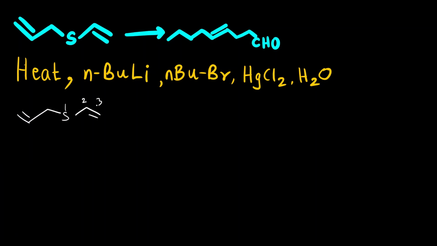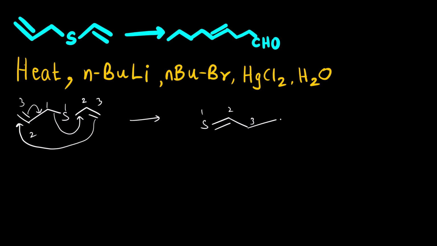So 1 2 3, 1 2 3. One bond will break like this, the 3 bond will join here, and this will shift here. We have sulfur as 1, then carbon 2, and then 3. Between 1 and 2 there is a double bond, between 2 and 3 a single bond, then 3 forms a bond with 3, again a single bond between 3 and 2, and a double bond between 2 and 1. Now this is like an aldehyde.